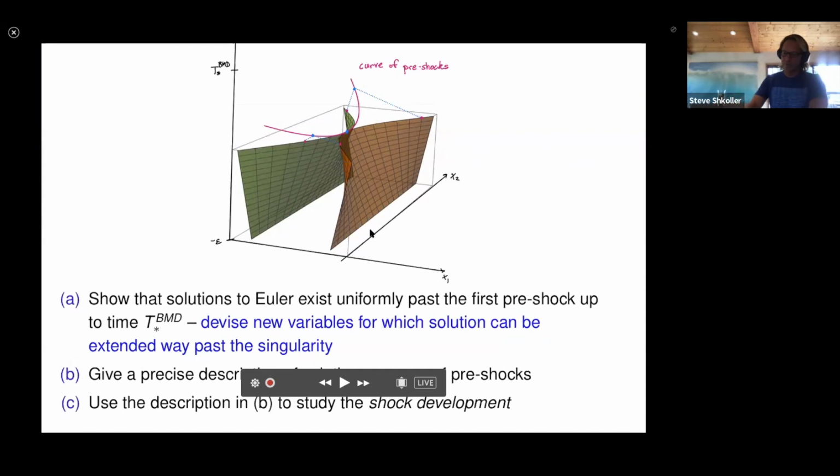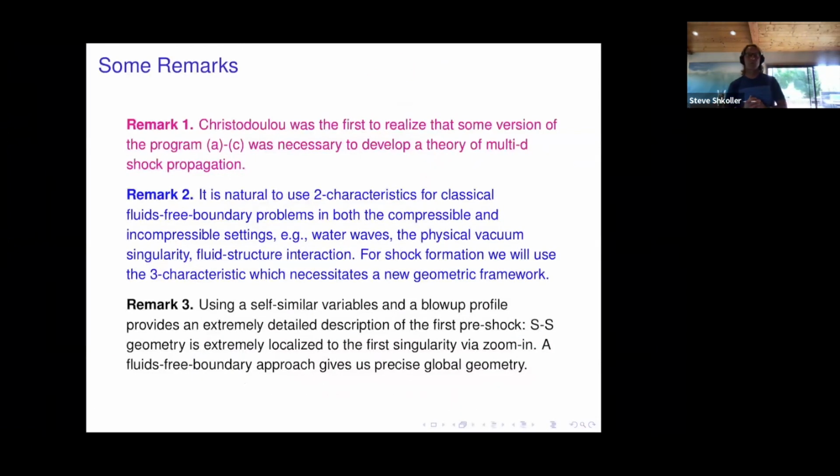Okay, so that's the program. And I want to make just a couple of remarks about this. So I think a lot of credit has to be given to Christodoulou, who was really the first to realize that some version of this program that I've outlined as A through C is necessary in order to develop the first theory of multi-D shock propagation. And I say this in contrast to a very long-standing program that's been in place, which you could view as a generalization of the ideas that have been incredibly successful in 1D.